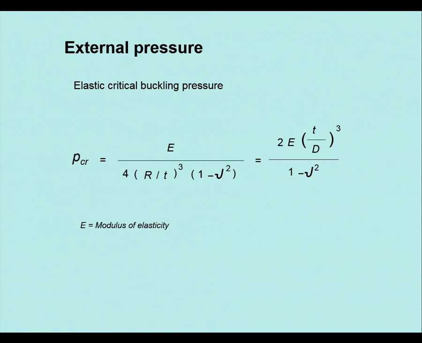So E is the elastic modulus, R is the radius of the pipe, T is your wall thickness. Now that radius of the pipe is this radius from there to there, half your diameter. Poisson's ratio. So that is a perfectly round pipe, and it's the critical pressure. So that's the pressure. If it's perfect, it's going to collapse, but nothing's ever perfect.